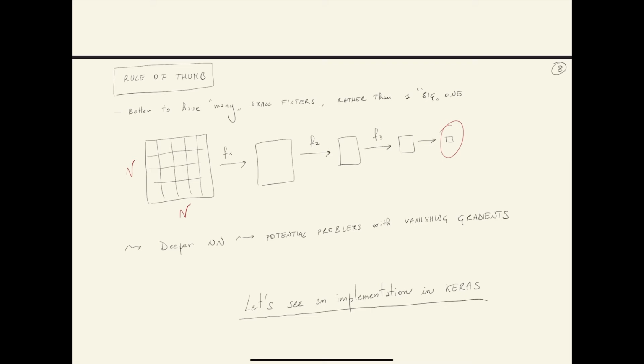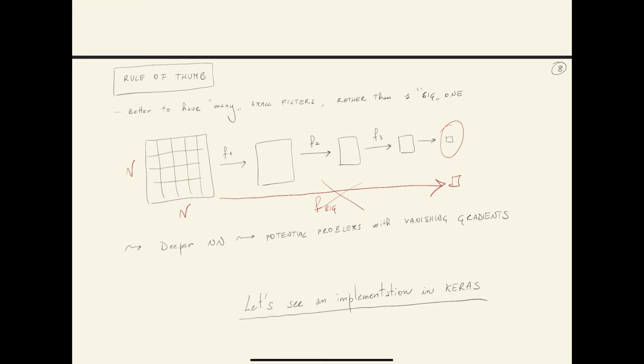And the rule of thumb is that it's better to have many small filters rather than a big one. So it's better to do this rather than this, when we have only one big filter, and we end up in the same dimension of the output. So the rule of thumb says that this is worse. Then, of course, since the neural network is deeper, there are potential problems with vanishing gradients, but this can be tackled by using ReLU activation functions.